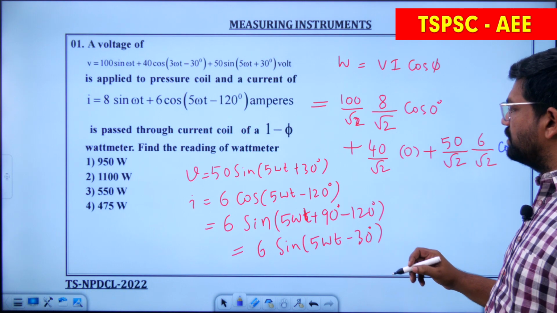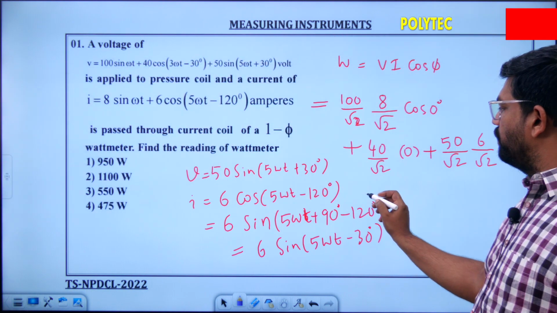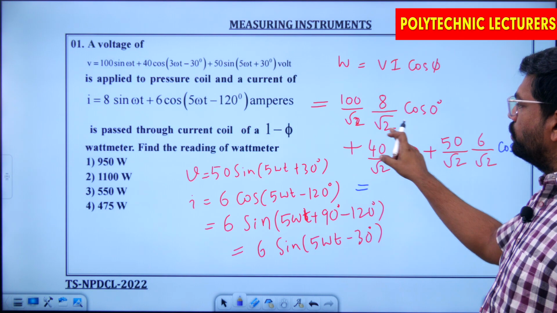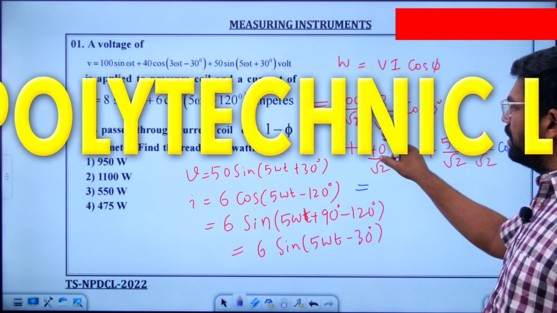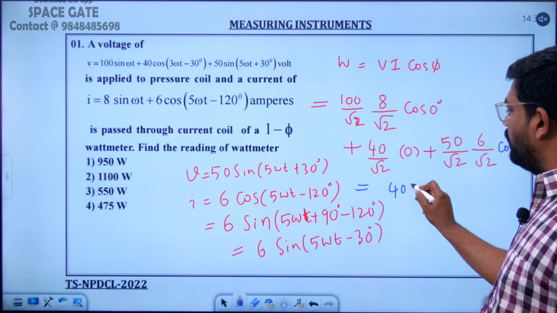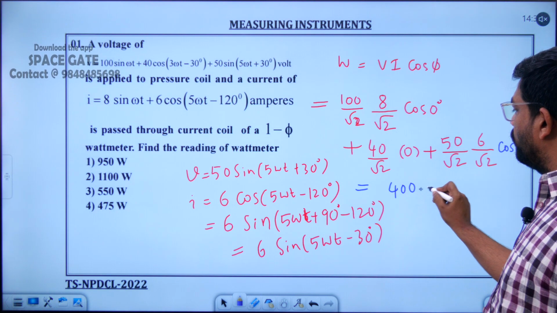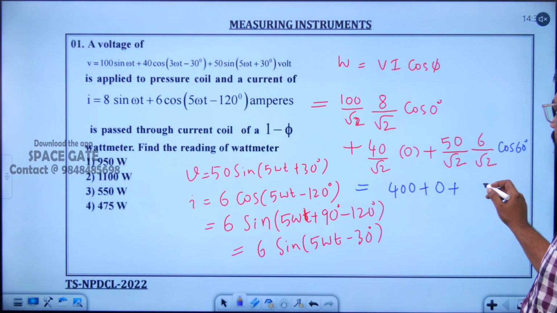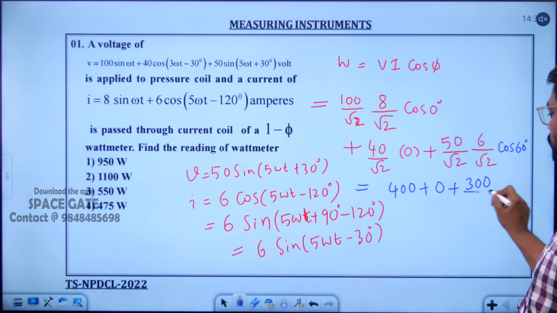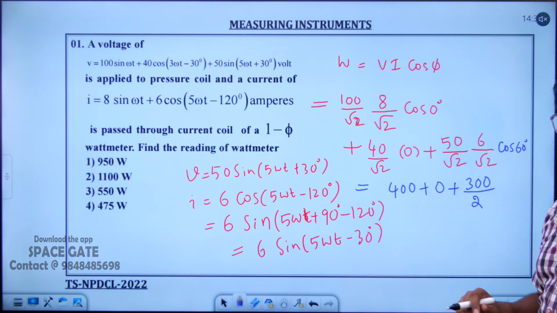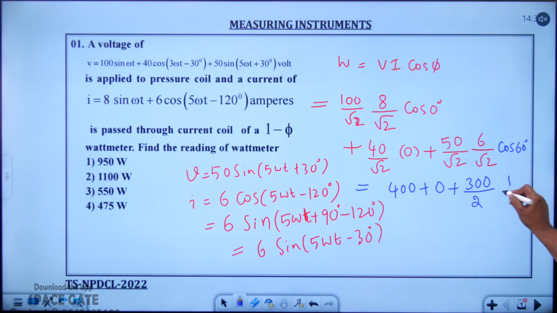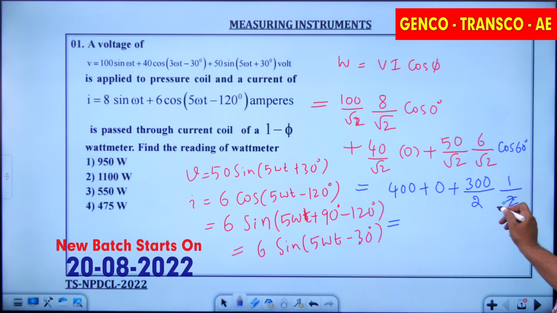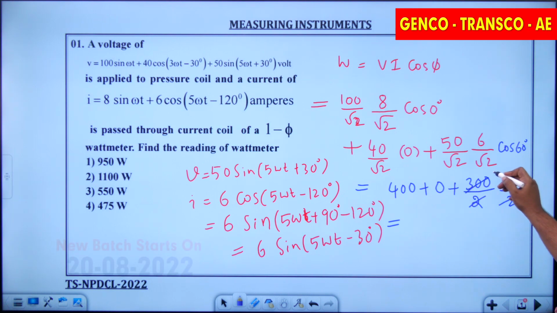Now if I simplify this expression, what will we get here? Here I am writing 800 by root 2 into root 2, that is 2 only, so 800 by 2 means we will get 400, and cos 0 is 1. Here, because of the third harmonic, it is 0. And 300 by root 2 into root 2 is 2. Again, what is cos 60? Cos 60 is 1 by 2. So further if you simplify, how much do we get? We get 300 by 4, which is 75.